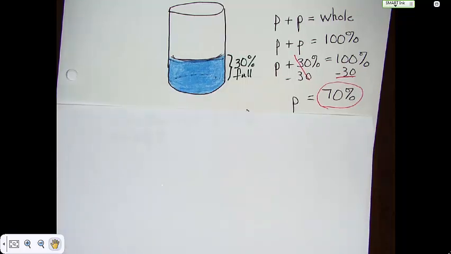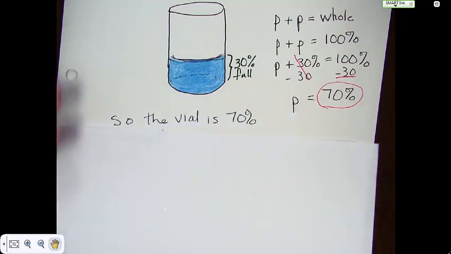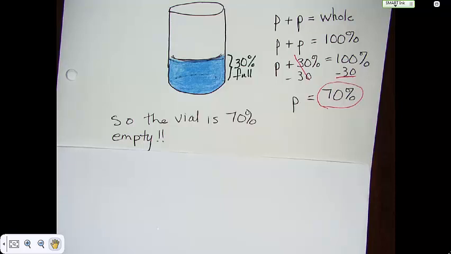Do you want to be a pessimist today or an optimist today? Okay. If you're going to be an optimist, it's 30% full. If you're going to be a pessimist, it's 70% empty.